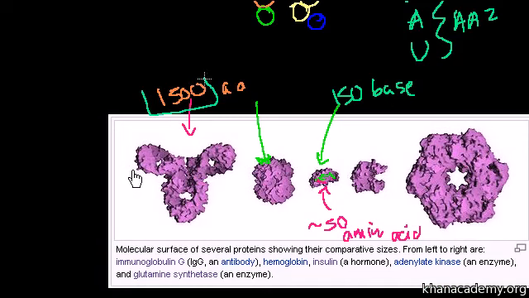If you have 1,500 amino acids, that means you're going to have 1,500 codons, which means you're going to have roughly 4,500 of these base pairs that code for it.